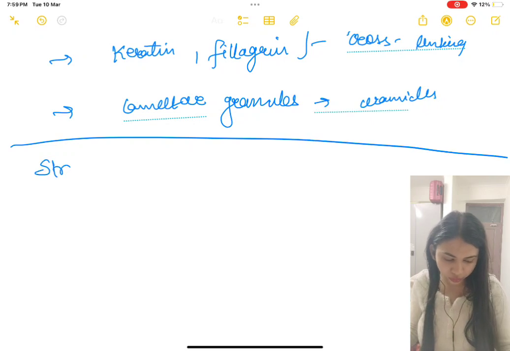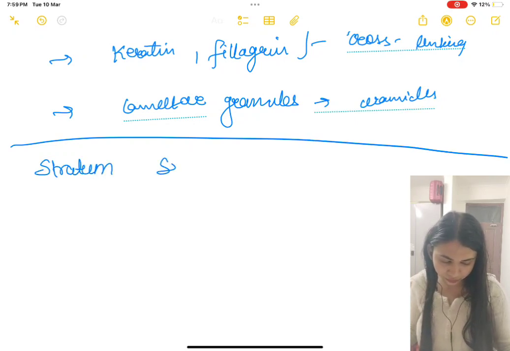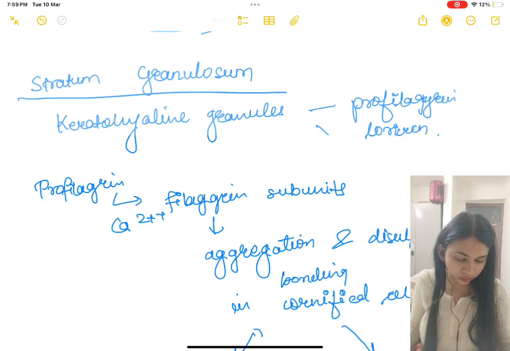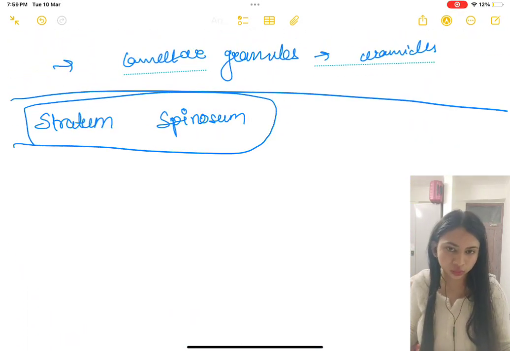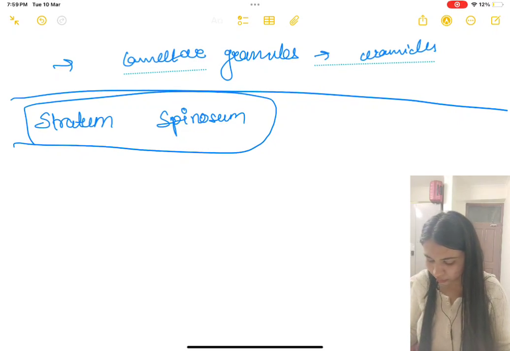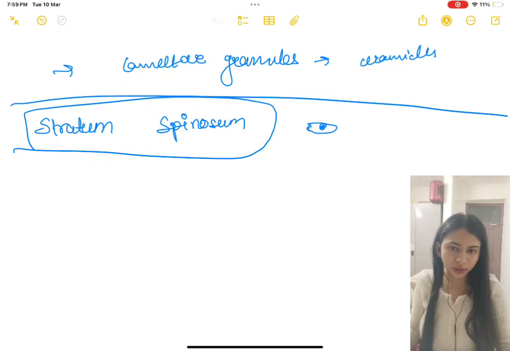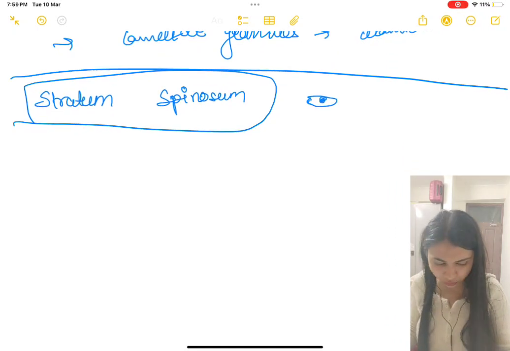Now stratum spinosum, the fourth layer. There is also one stratum lucidum between the stratum corneum and stratum granulosum. Lucidum is present just in your palms and soles. Now stratum spinosum, as the name suggests, contains spines. In stratum spinosum, the cells have a rounder nucleus and a more flattened appearance, and they contain lamellar granules or Odland bodies. Lamellar granules are present in both stratum granulosum and stratum spinosum.